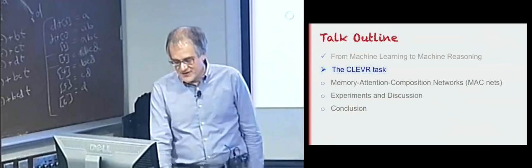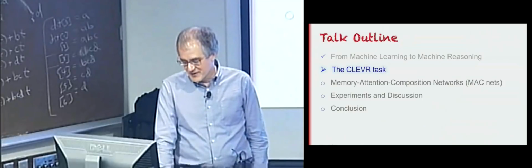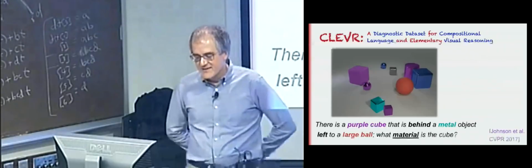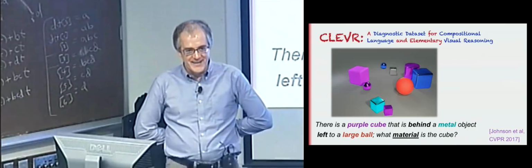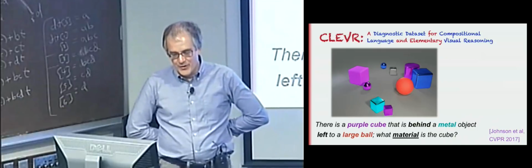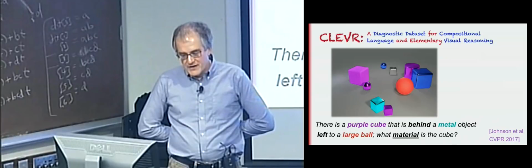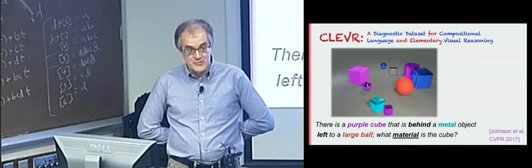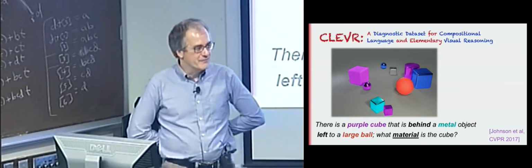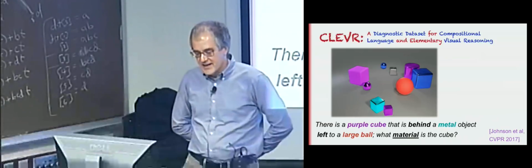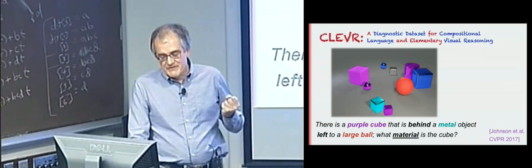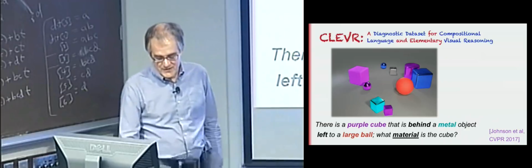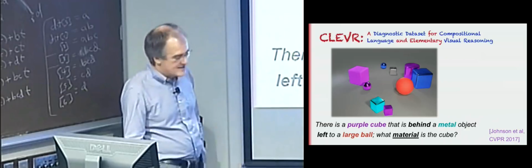Okay, so let me briefly introduce the task that I'm going to use when I show experiments. This is a data set called CLEVR, which was built by Justin Johnson, a Stanford Vision student, while he was interning at Facebook FAIR in New York. The idea of CLEVR was to come up with a visual question answering data set, meaning that there's a visual scene and you ask a question about it in natural language. But to have such a data set where you actually rely on detailed compositional language understanding over elementary visual reasoning. This is the kind of question there is in CLEVR.